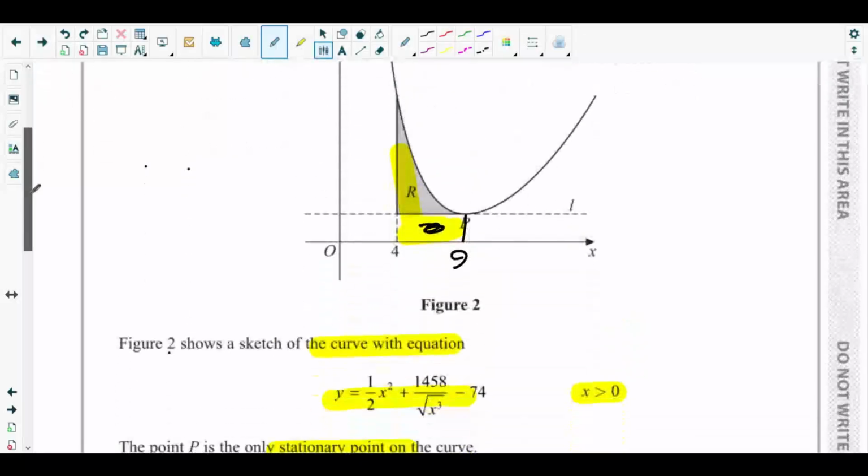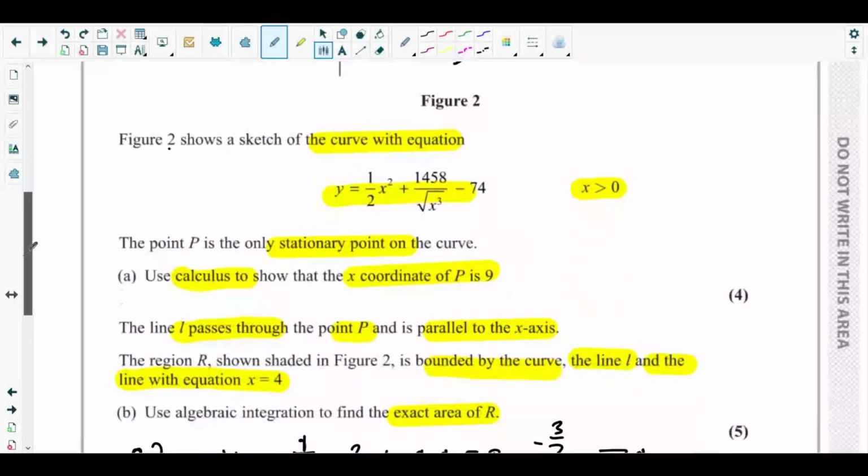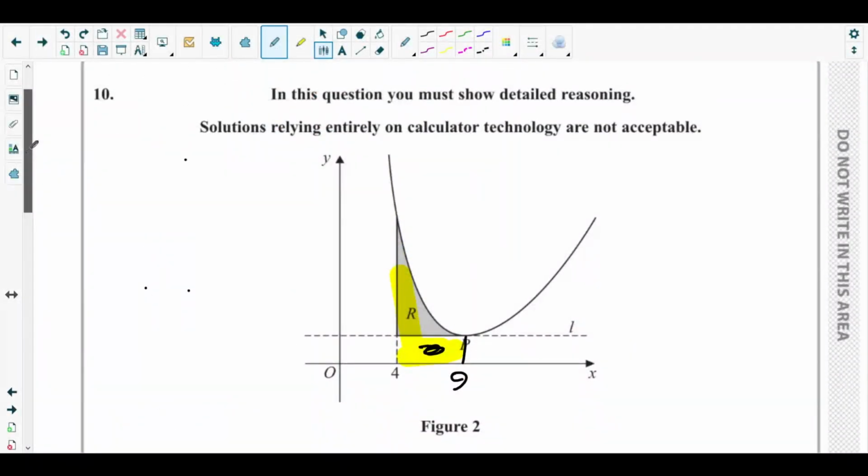And that's basically the end of question number 10, and also the ending of this January 2024 Pure Mathematics 2 paper. That's it.